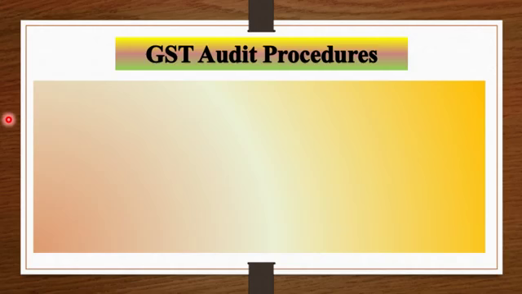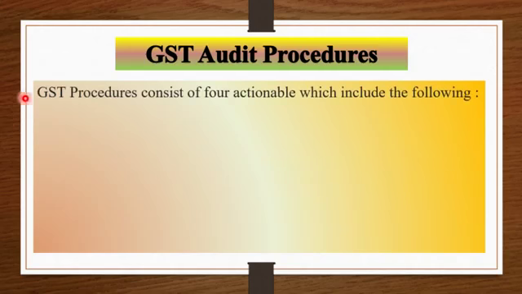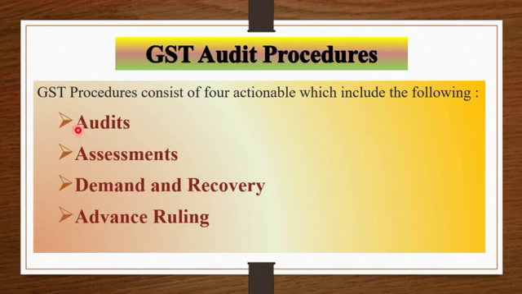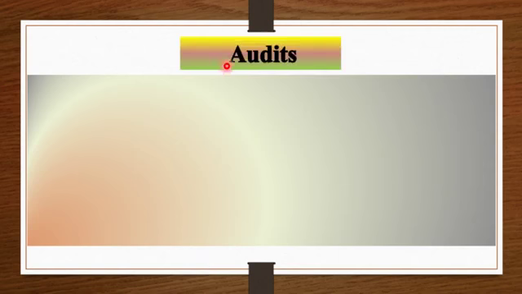GST procedure consists of 4 actionables, which include first audits, second assessments, third demand and recovery, and fourth advance ruling. Let's understand this procedure in detail.